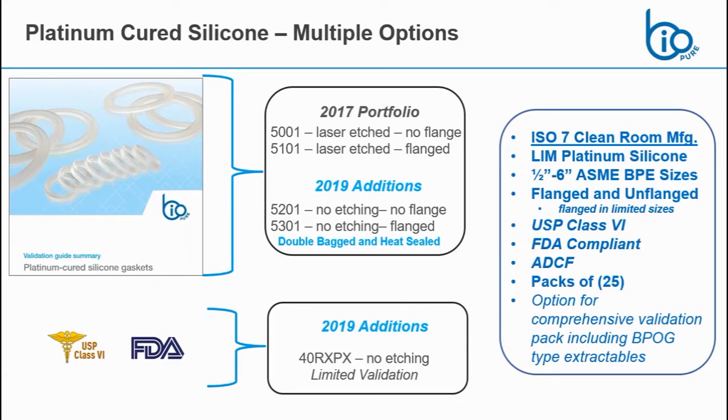As with the 2017 launch, these gaskets are double bagged and heat sealed, very similar to what you would expect for typical Biopure components, and even similar to what you'd expect for something like pump seal. In addition, in this lower box, we've added what I'll call the RXPX series. These use the industry standard part codes. They are still made in a clean room, but they only have basic biocompatibility testing like USP Class 6. This aligns with the current market needs and what the market is currently buying.